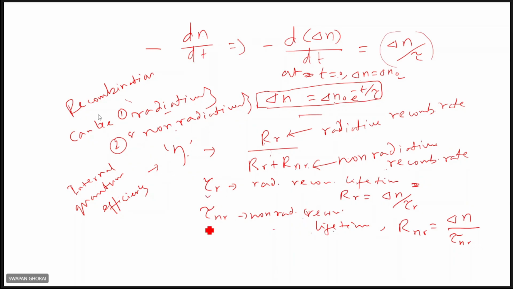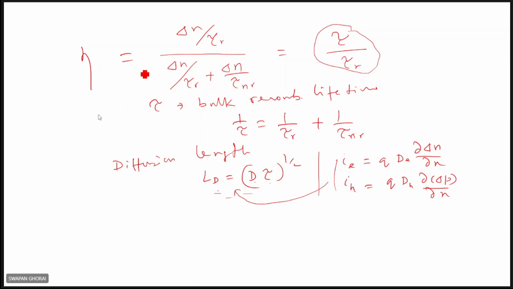So that is tau R, right? Tau R and tau NR. So if we put R_R equal to delta N upon tau R and R_NR equal to delta N upon tau NR, and substitute these, what will we get? Eta equals delta N upon tau R by these ones, so I will get tau upon tau R. This is the most important relation.